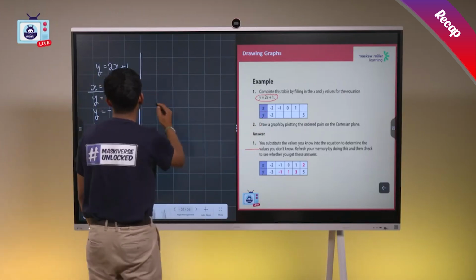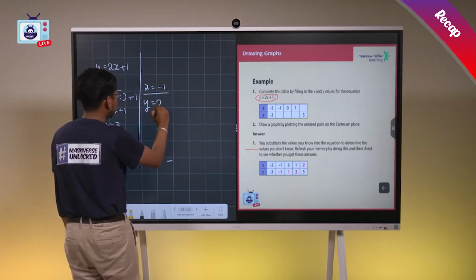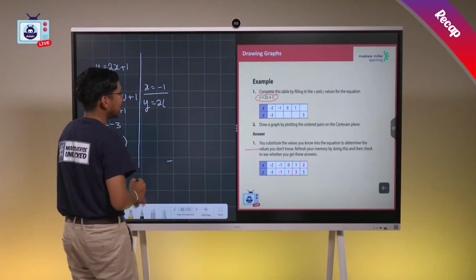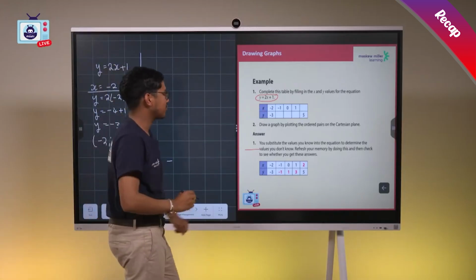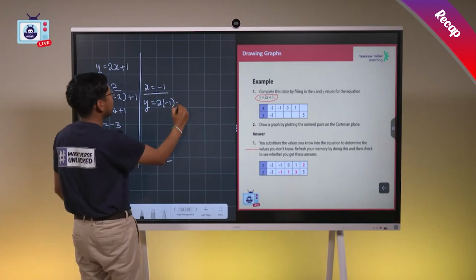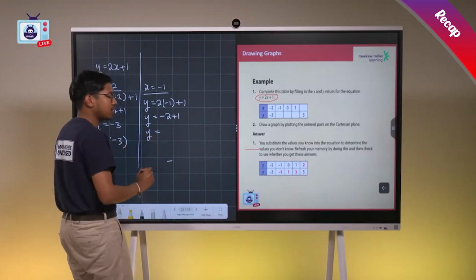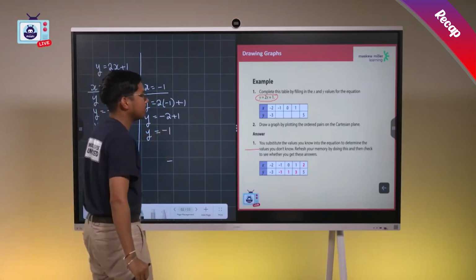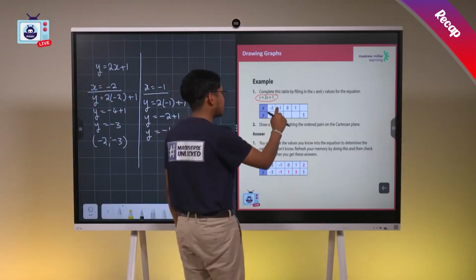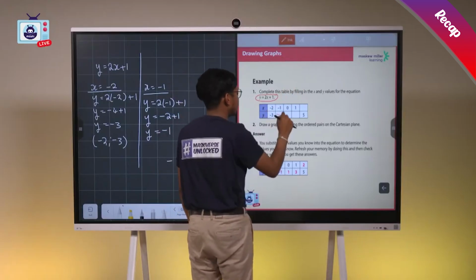Now we're doing for x equal to negative 1. So for x equals negative 1, we're going to say y is equal to 2, open bracket. In place of x, I will now put negative 1. So I have negative 1. I'm using my standard equation here, plus 1. So y will be equal to negative 2 plus 1. And what is negative 2 plus 1? It is just negative 1. All right? So when my x value is negative 1, my y value will also be negative 1. So I have negative 1 there.